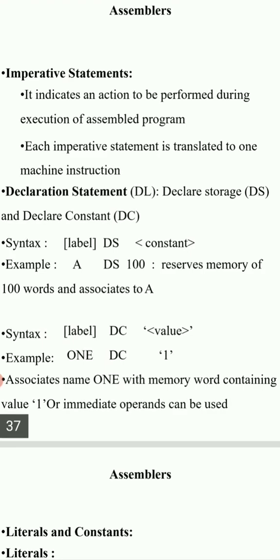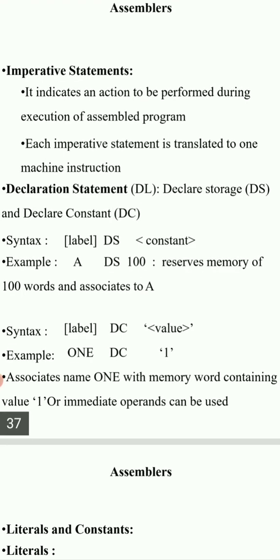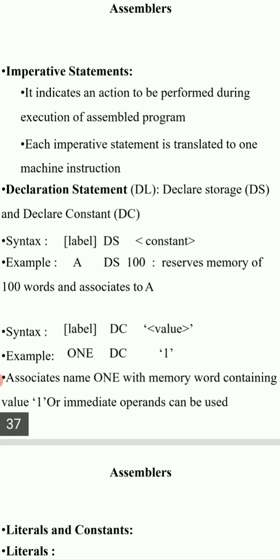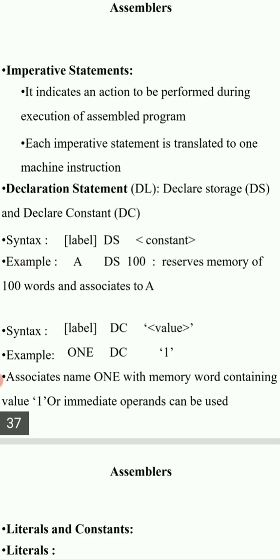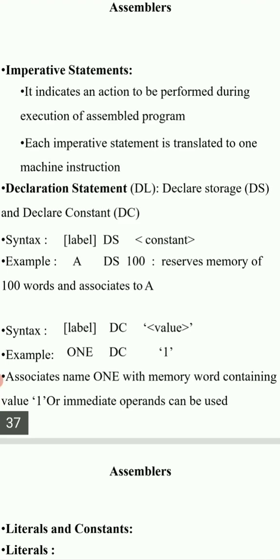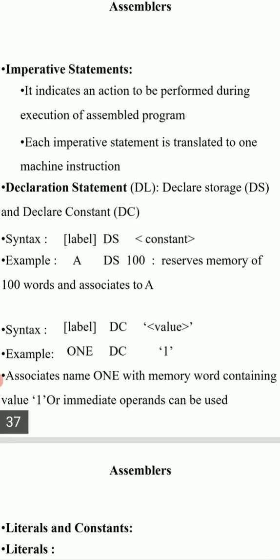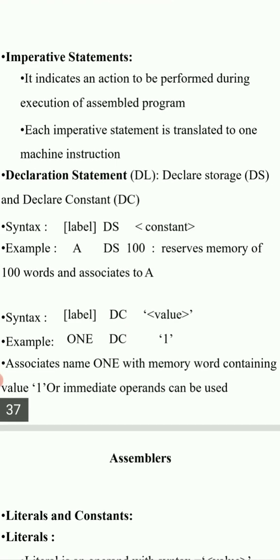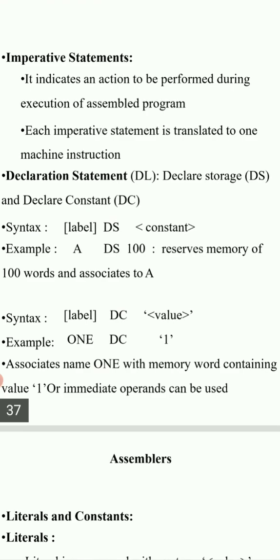In the declaration statement we can use two syntaxes. One is the one we are using, declare storage, DS, label DS constant, and the other is declare constant, DC. So we can say the DS statement can be used for reserving a block of memory for a variable, and the DC statement can be used for reserving one word of memory for a variable.